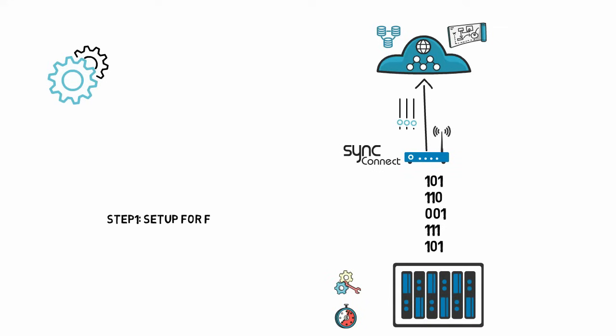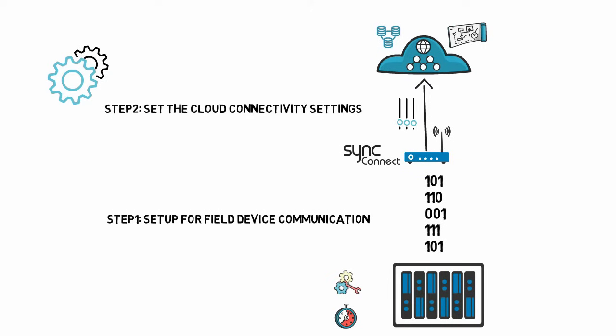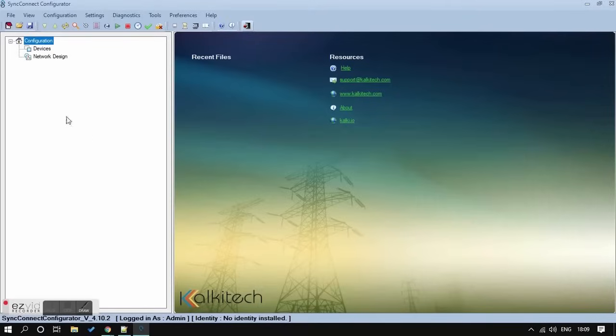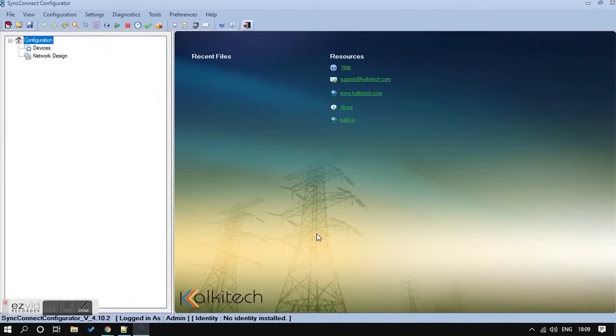Step 1, set up field device communication. Step 2, configure the cloud connectivity settings. Step 3, select data tags. In this step, you can select the tags which need to be exchanged with the IoT platform. Let's look at step 1, configure a DNP3 device connectivity and data.